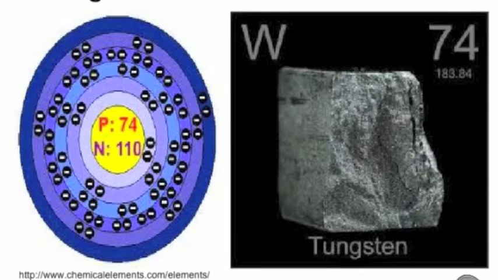It has the highest melting point of any metal at 3422 degrees Celsius and the lowest vapor pressure. When mixed with aqueous solutions, tungsten can form tungstic acid, also known as wolframic acid.